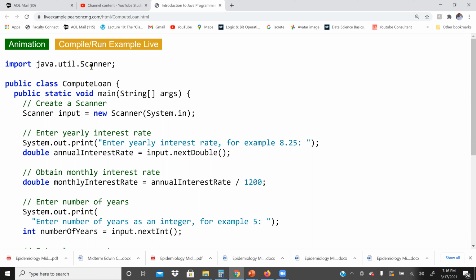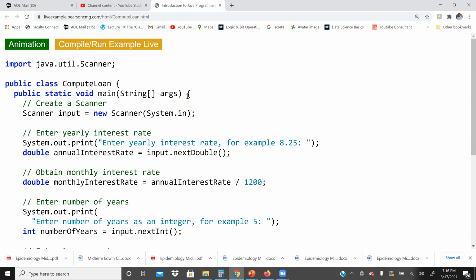So this means we need a Scanner class. As we mentioned in our previous code, we use the Scanner class to create our input object. So here we again import the Scanner class alone from the java.util package. Then as usual, we have our main class, which will be the name of the file also. Our main class name is ComputeLoan, so the file name will be ComputeLoan.java. This is a very simple program. We have only one main method.